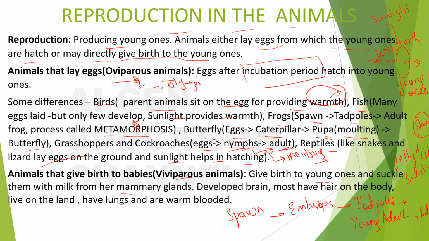So these young ones will be taken care of well by the parents. They have a very well developed brain, and most of the mammals or viviparous animals will have hair on the body, and they live on the land. See, I am saying most, not all. Most have hair on the body, live on the land, have lungs, and are warm blooded. As I said, most, you will have exceptions too, right? I said that they live on the land, but not all mammals live on the land.